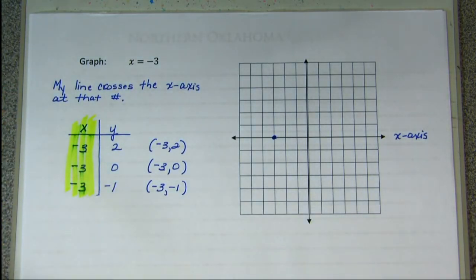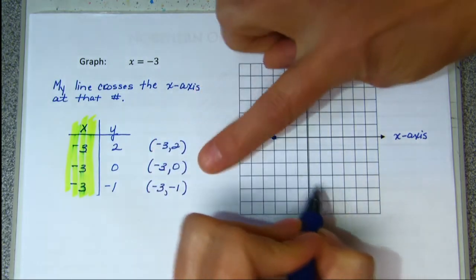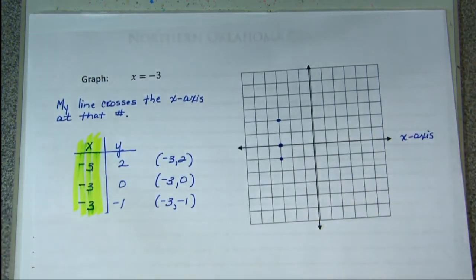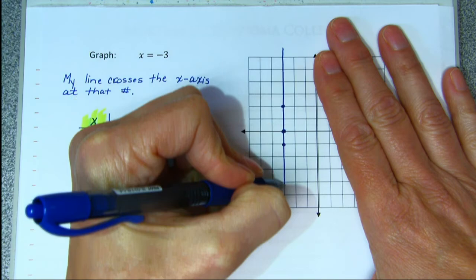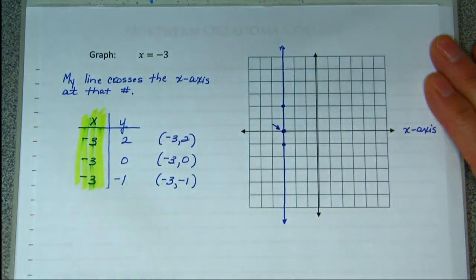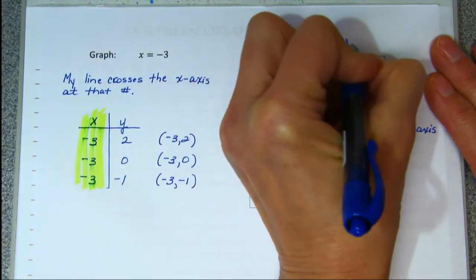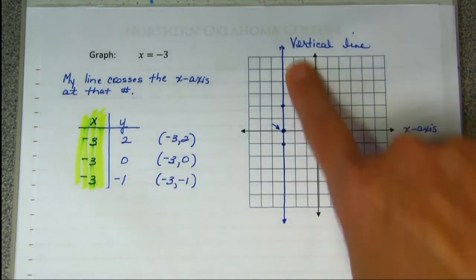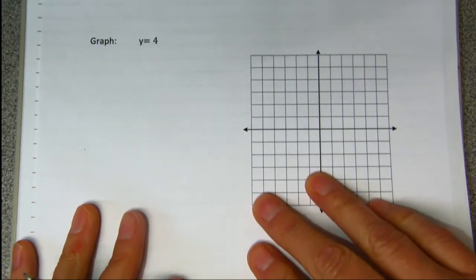All right? So what happens if I were to graph this? Negative 3, 2. Negative 3, 0. Negative 3, negative 1. So remember, it crosses the x-axis at negative 3. Crosses the x-axis at negative 3, all right? So what does that create? A vertical line for which I know that the slope is undefined, because I cannot get my treadmill to go like this. All right? So that's when you have an x and no y. What if you have a y but no x?